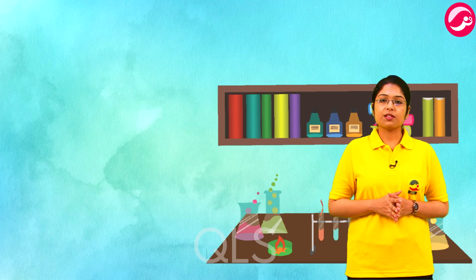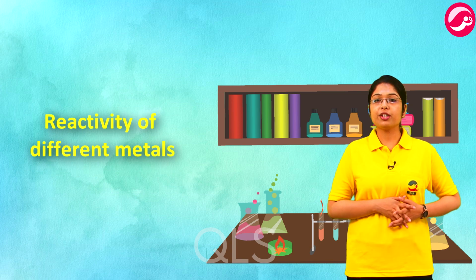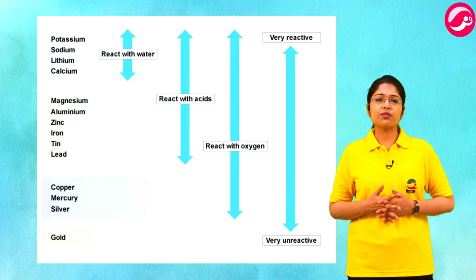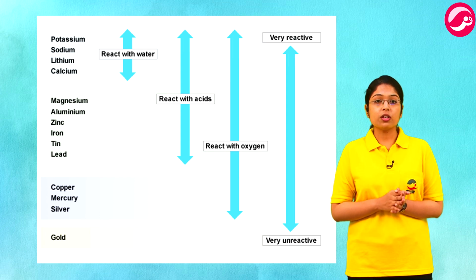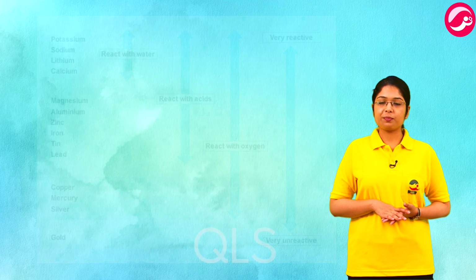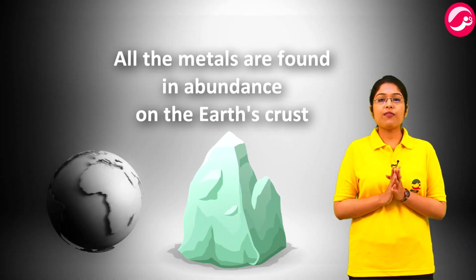In previous classes, we talked about reactivity of different metals. We saw the reactivity series of metals. Some metals were of low reactivity, some were of high reactivity, while some metals were of intermediate reactivity. All the metals are found in abundance on the Earth's crust only. But some are also found as soluble salts in seawater.